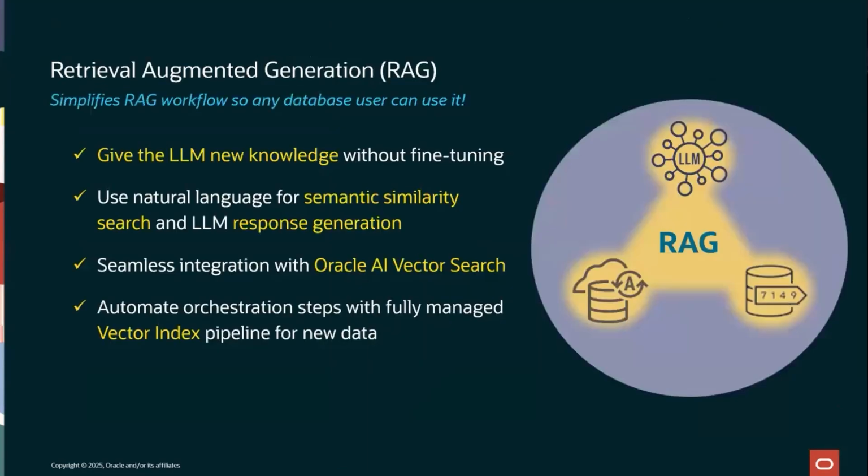So this brings us to Retrieval Augmented Generation, a feature of Select AI that is available with Autonomous Database 23 AI. The purpose of RAG is to give the LLM new knowledge, addressing some of those limitations we talked about earlier, but without requiring LLM fine-tuning. Select AI seamlessly integrates AI vector search, another 23 AI database feature, and automates the orchestration steps for vector index creation and the RAG workflow. This greatly simplifies your ability to leverage RAG.